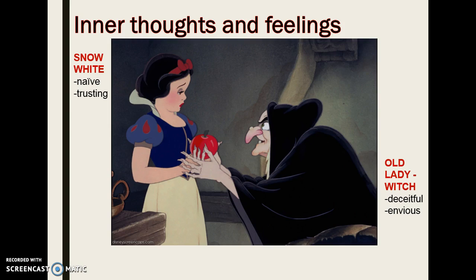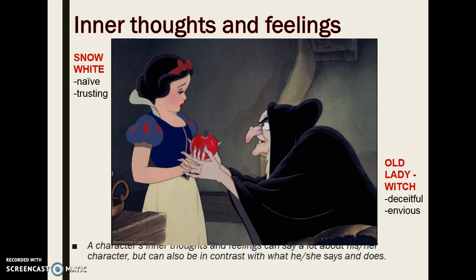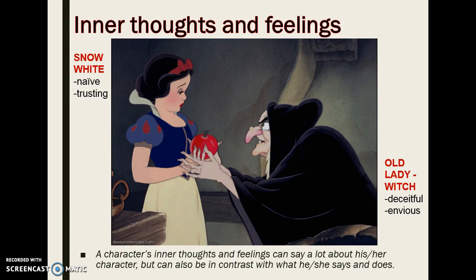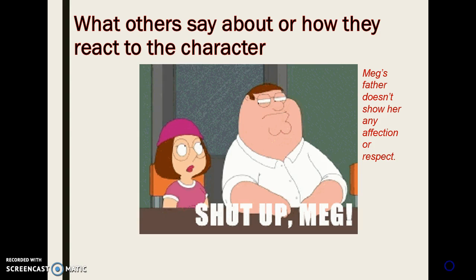Inner thoughts and feelings. Snow White is seen as naive and trusting when she takes the apple from the old lady, or the witch. The old lady, or the witch, we know, is being deceitful. She's envious. A character's inner thoughts and feelings can say a lot about his or her character, but can also be in contrast with what he or she says and does. It looks like in our example here that the old woman is just being nice and giving Snow White an apple, but we know the truth.